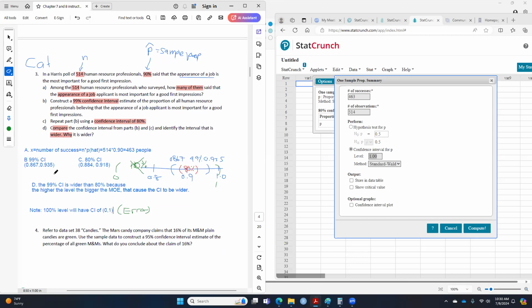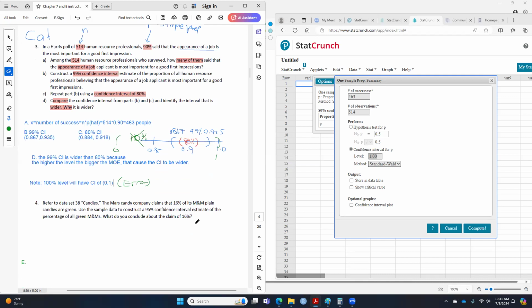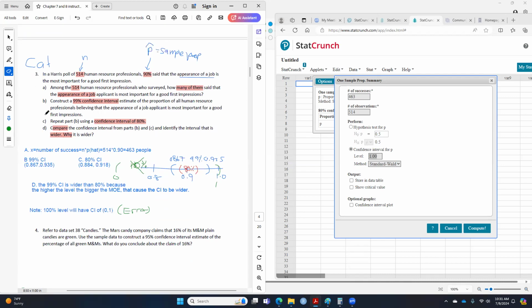Okay. So the highest we go is 99%. We don't go higher than that. Sometimes it depends on the company. Sometimes the company wants to find 99.9%. I mean, you can have that, but usually they don't go to 500%. Okay. Anyone have any questions on question 3?